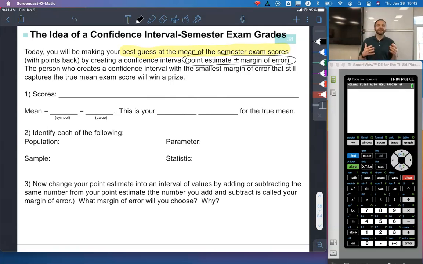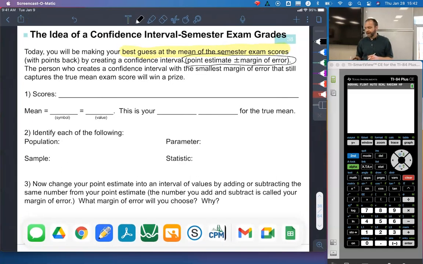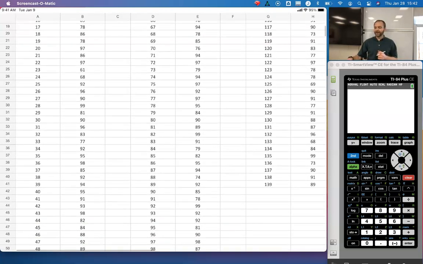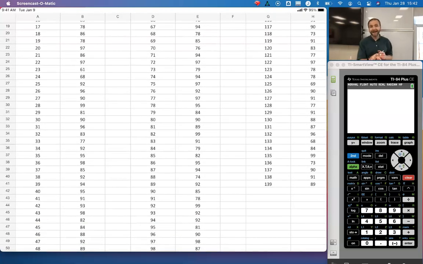So in this case, let's do this. I have a list of the exam scores. Again, I have an ID. And if I were to look at this, it looks like there are 139 students who took the semester exam. That is our population.